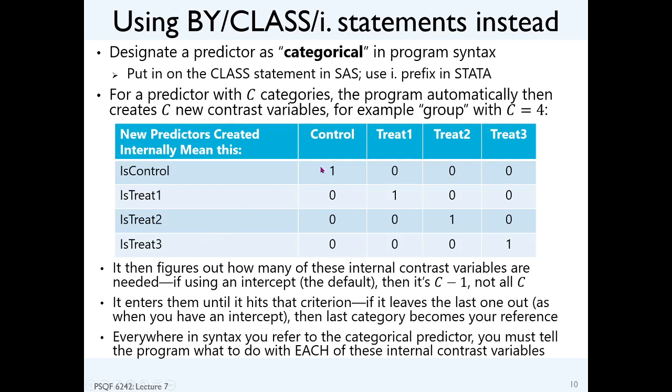So it figures out, based on the context of your model, how many of these internally created contrast variables are needed to fully differentiate all your groups. If you start with an intercept, which would be a column of 1s, then it doesn't need all 4 of these. One of them would be redundant, because if you have an intercept, you have one of the group means, and then you only need to get the 3 other possible differences. So it has to decide which column to leave out, and that's what creates the definition of the intercept.